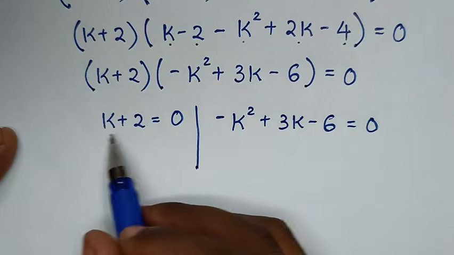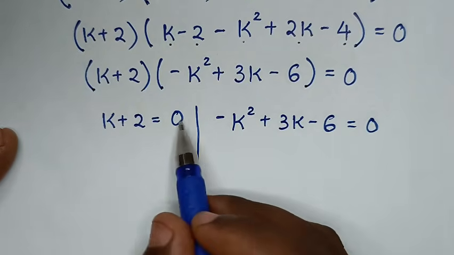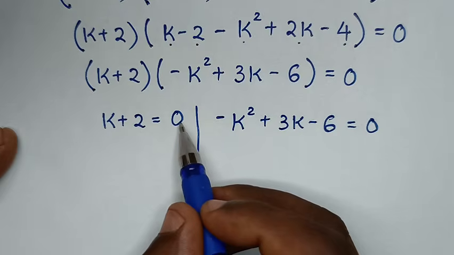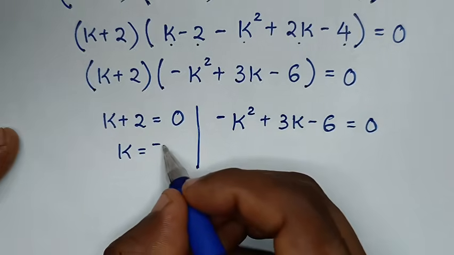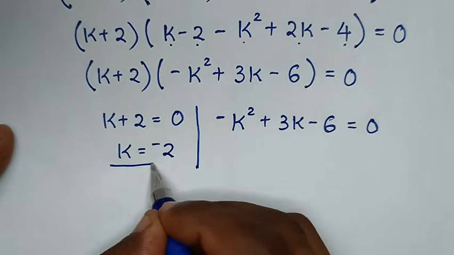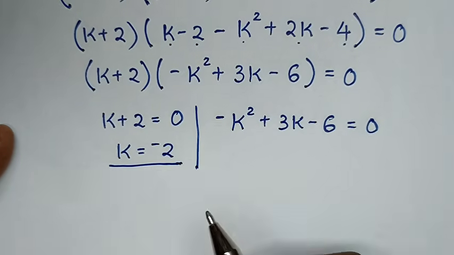Then from this solution, let's solve k plus 2 is equal to 0. So we take 2 to the right side, so it will be k is equal to negative 2. So this is the first value of k, which is a real solution.